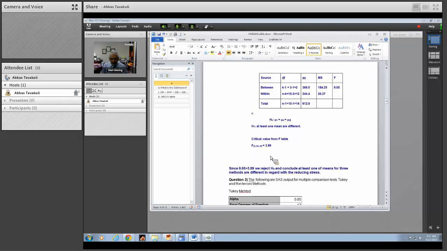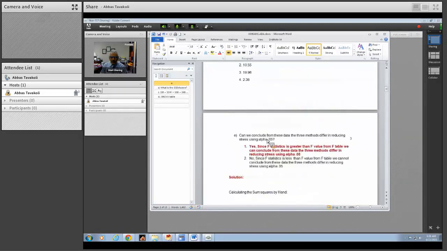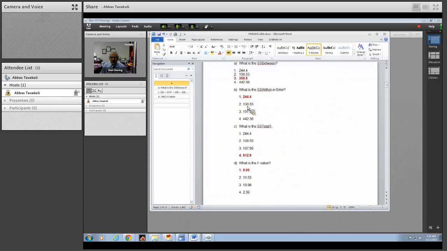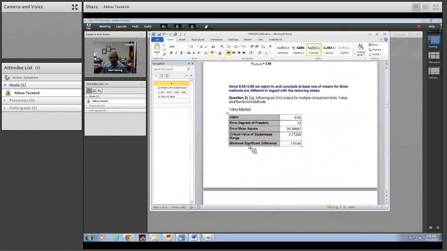And this is the F from the table. Because it was one-sided, you have 0.95 with 2 and 12 degrees of freedom, 3.89. Since 9.05 is greater than that, we reject. So again, the correct answers were 3, 1, 4, 1, and 1 for problem 2.